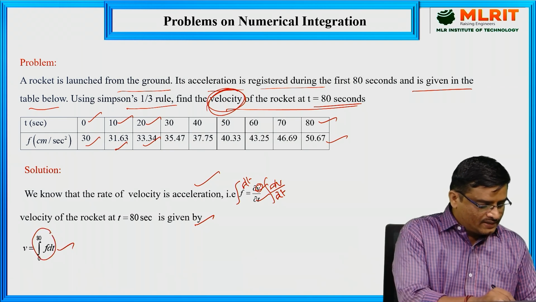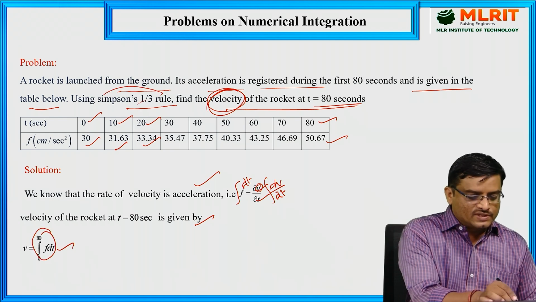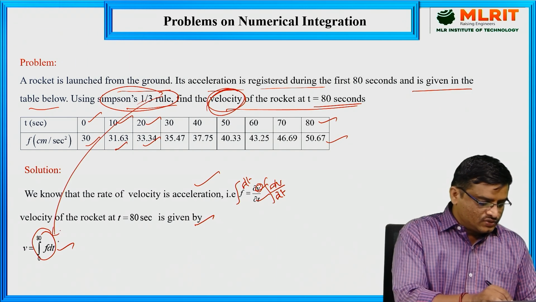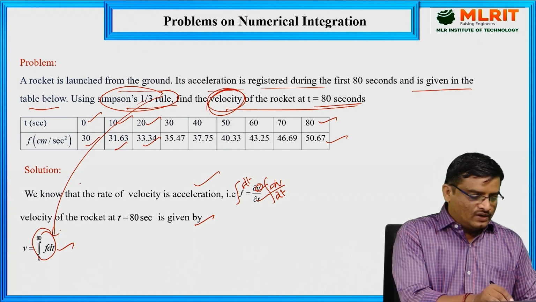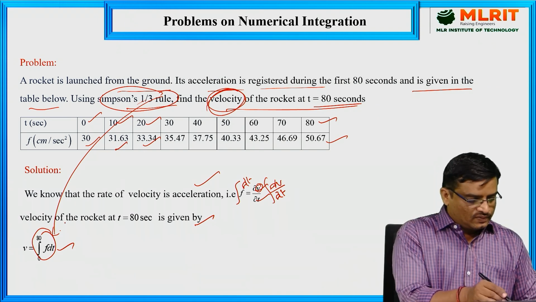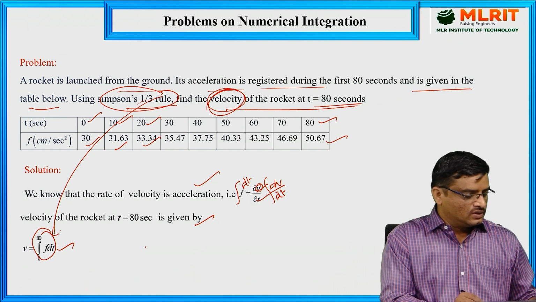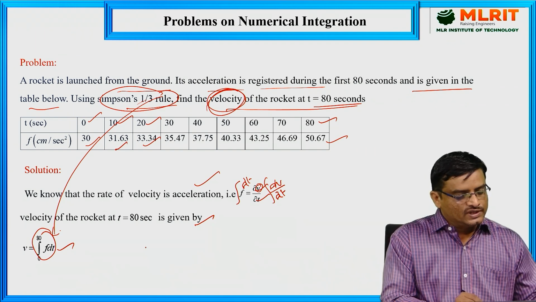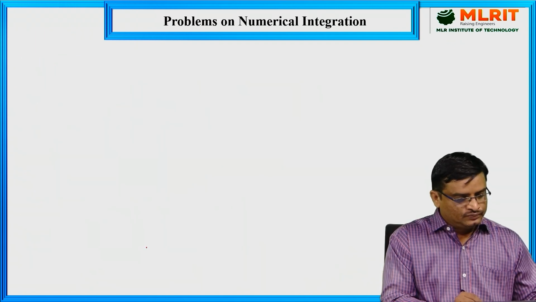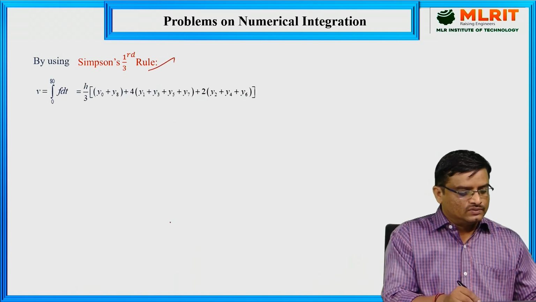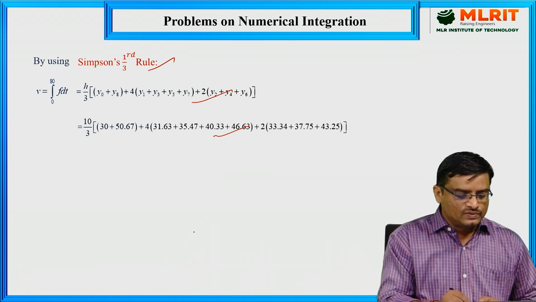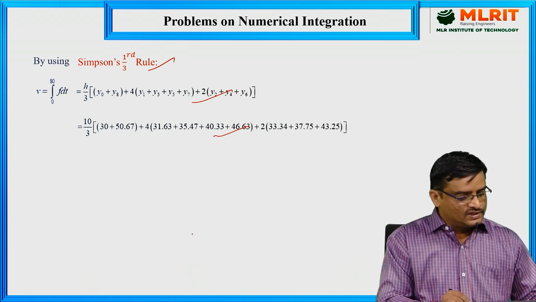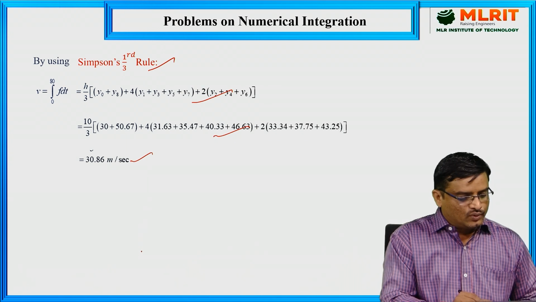Now we have to evaluate this integral by using Simpson's 1/3 rule. If you observe, f is a function, but we don't know what that function is. We just know the values of f here. So for this unknown function, we find the integral value using Simpson's 1/3 rule. Use the same formulas, substitute the values given in the table, and simplify. We will get 30.86 meters per second. That is the velocity of the rocket.